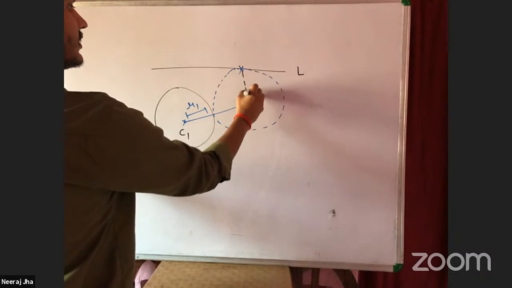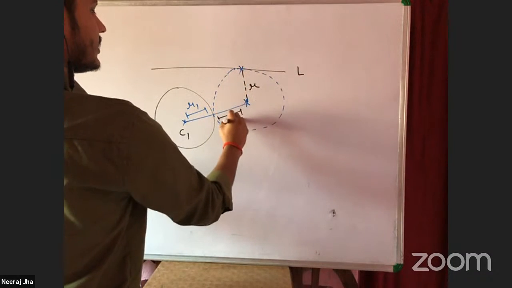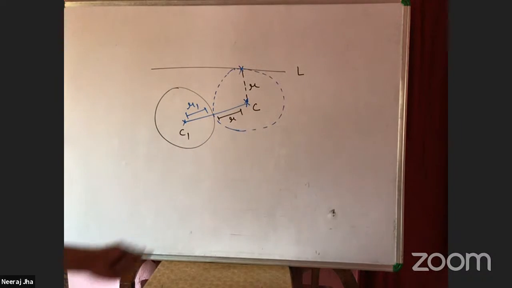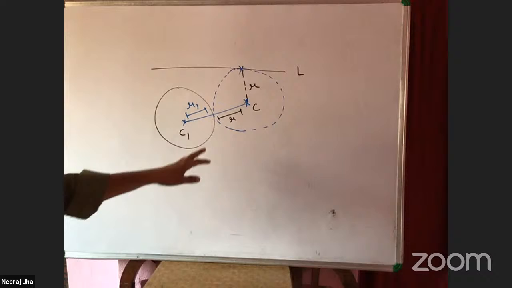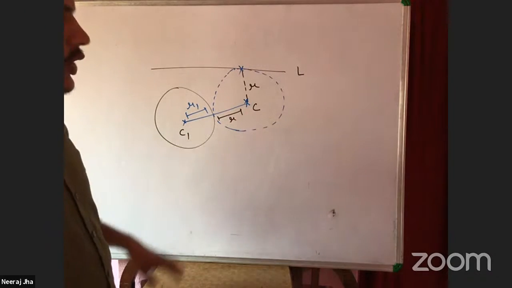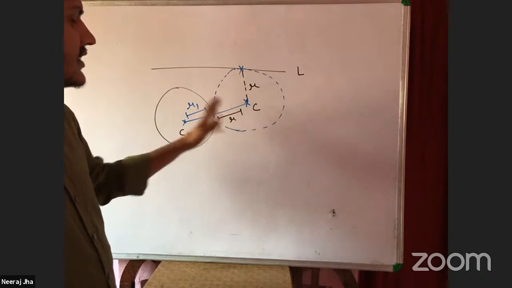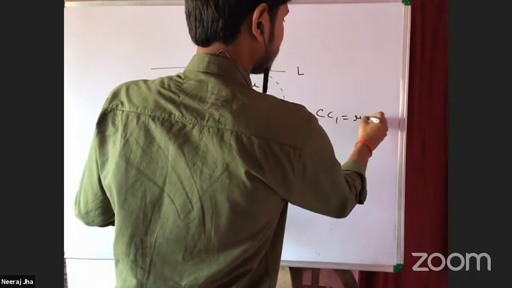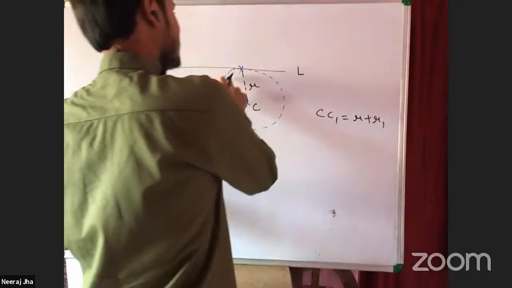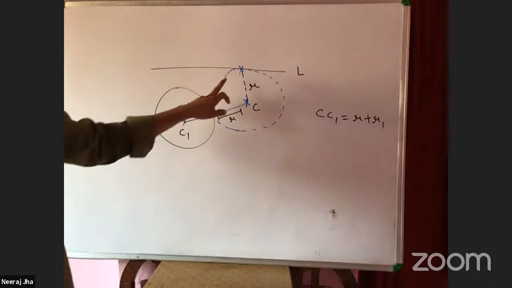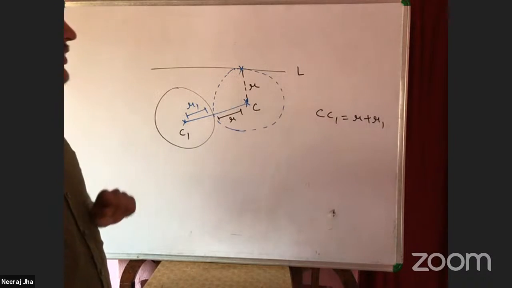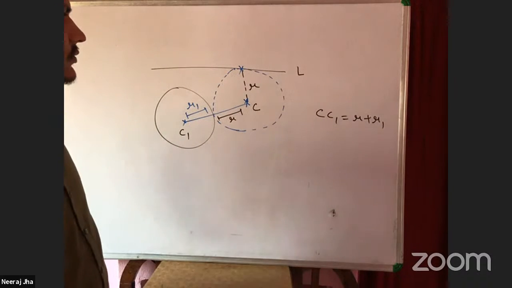and this distance will be R. Radius of this circle will be R. Okay, this is C. From this particular thing, I am unable to identify what the locus will be, because this distance is R plus R1. So C C1 is equal to R plus R1. But this distance from this line will vary. Why will it vary? Tell me.